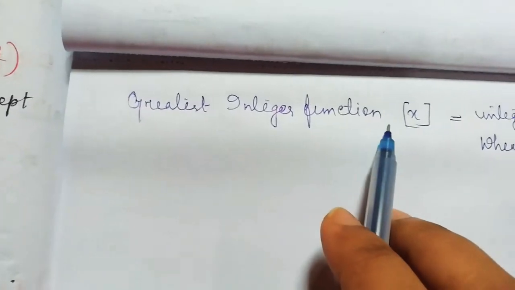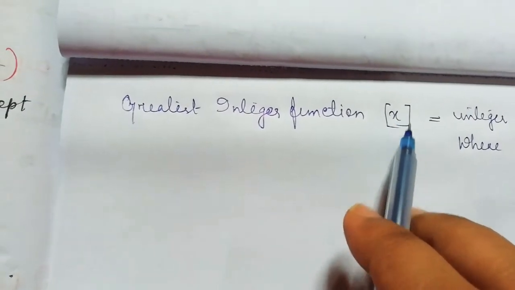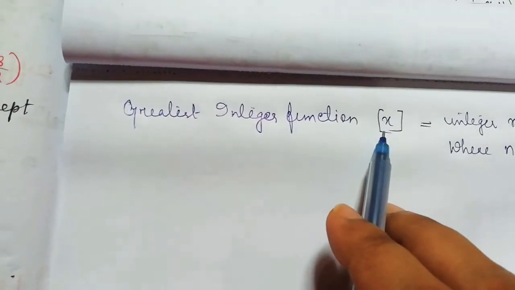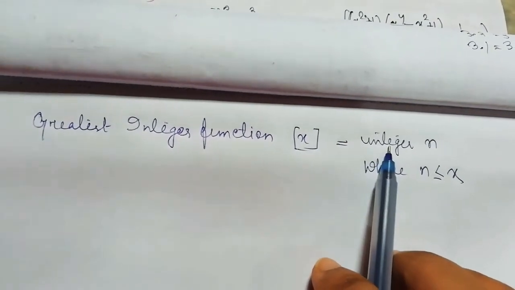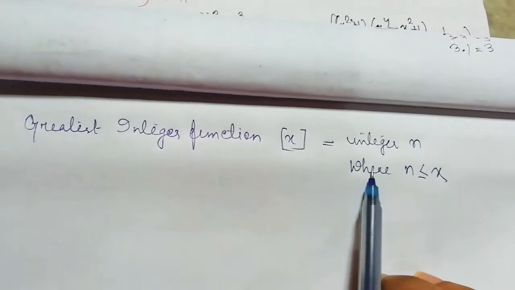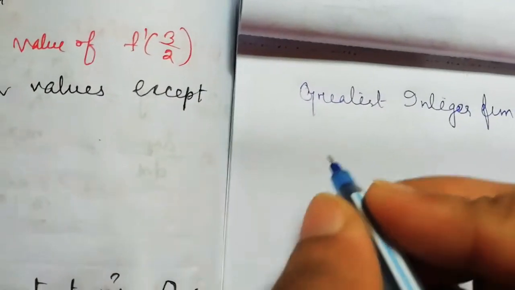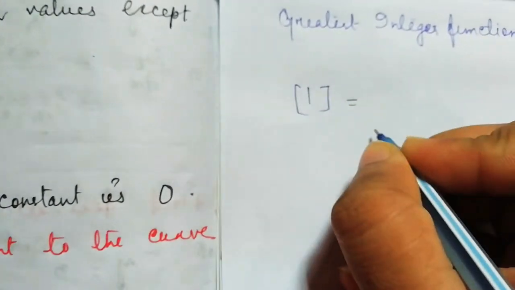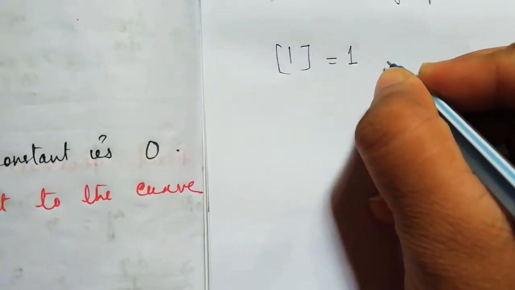Greatest integer function is defined as bracketed x, where x is any real number. So the answer will be an integer n, where n is less than or equal to x. That means if we are writing 1, the greatest integer function of 1 will be 1. The answer has to be an integer.